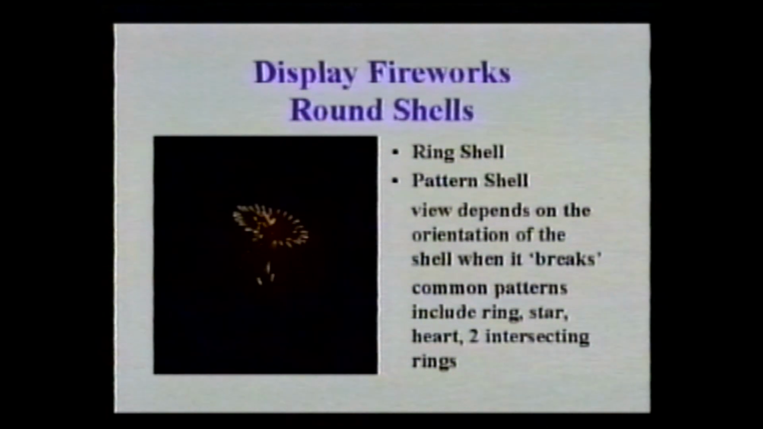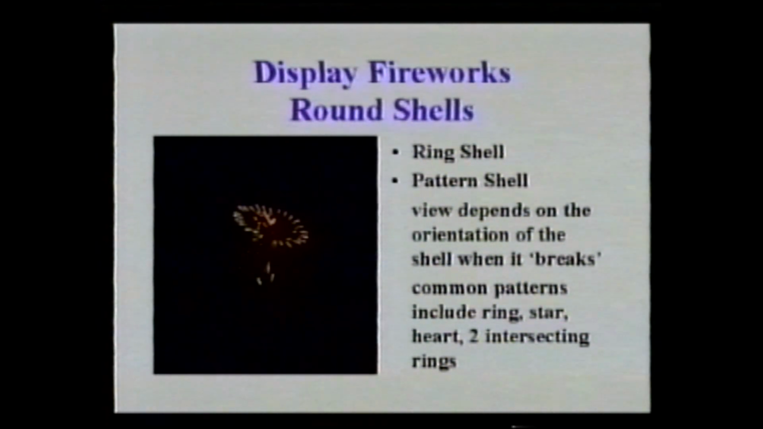Another type of round display firework is the pattern shell. Most often seen is the ring shell, shown here. The view of these pattern shells depends strictly on the orientation of the shell when it breaks. Since there is no way to control the shell once it leaves the mortar, most oftentimes two or three shells of the same type are shot at the same time, so that at least one will be able to be seen by the audience in its proper orientation.